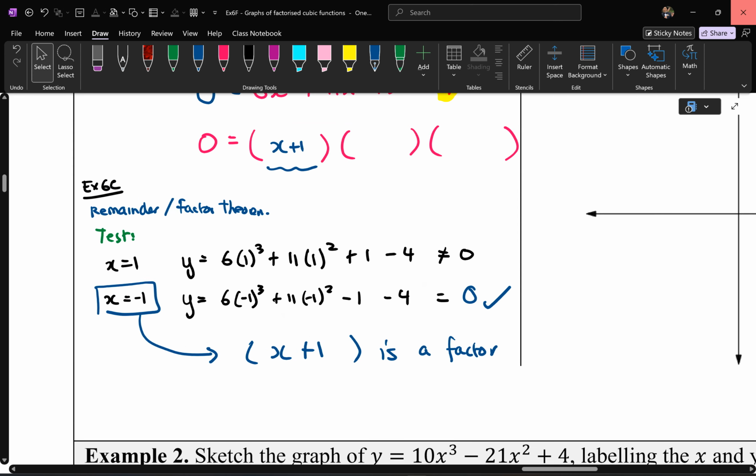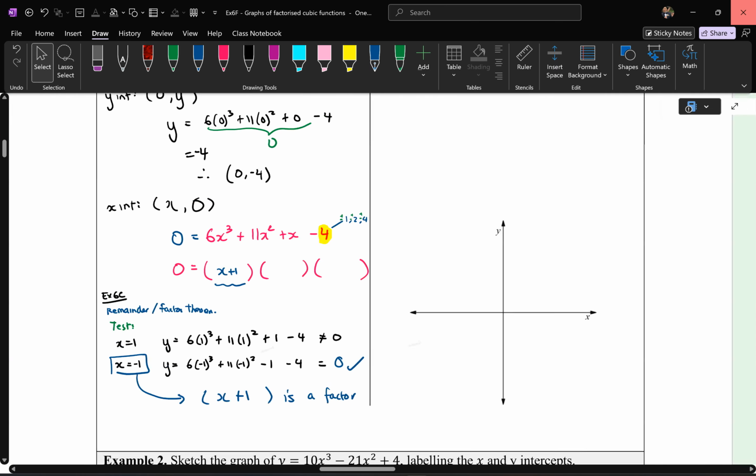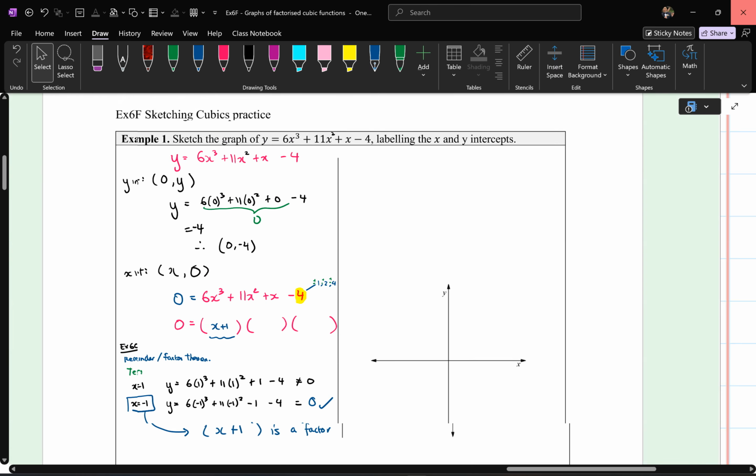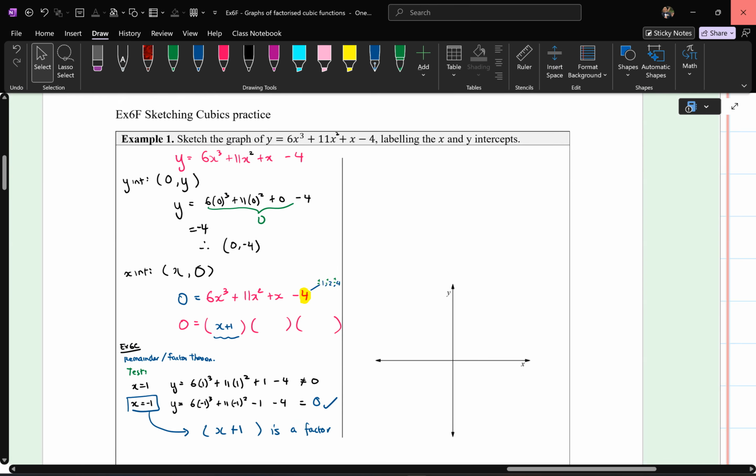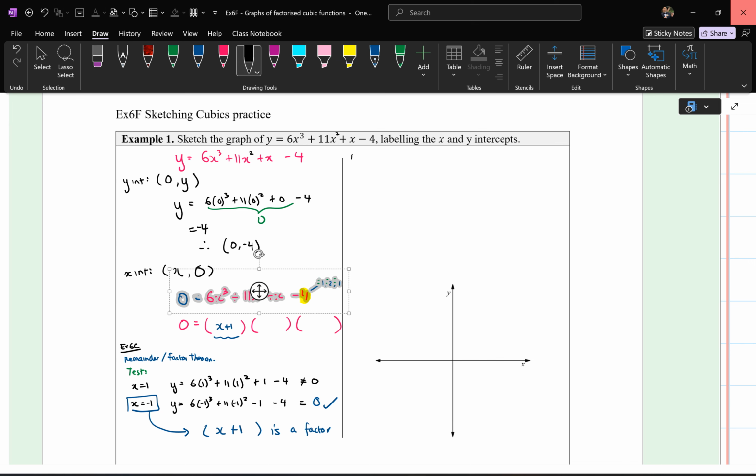We can now get these two. So now we got the factor. What do we do once we have a factor? How do I get the next two? What do you have to do again? 6b. What was exercise 6b about? What was 6b again, Ben? The long division.